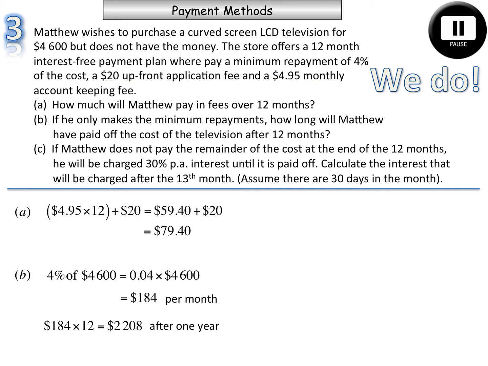Part B: if he only makes the minimum repayments, how much will Matthew have paid off the cost of the TV after 12 months? So 4% is the condition here, so 4% of the cost. That's the minimum repayment, which works out to be $184 per month. And if you multiply that by 12, because there are 12 months in that time period, he has paid $2,208 after the first year.